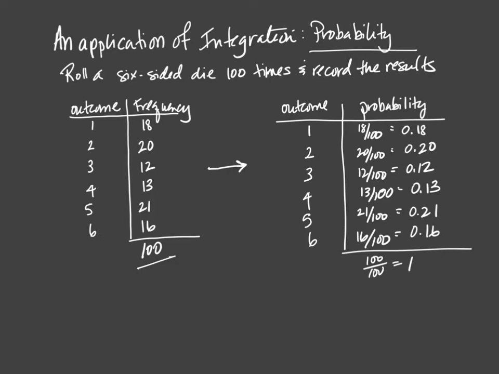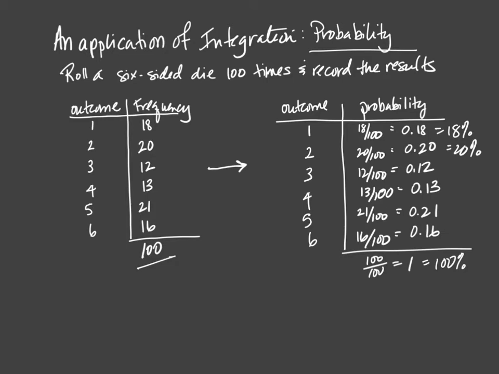Now, one thing to notice is that when I add up their probabilities, the total is 1, or 100%. Another way to think of this is 18% of the time I rolled a 1, 20% of the time I rolled a 2, and so on. So this 1 is equal to 100% of the outcomes. So that's all well and good, and we have these discrete outcomes. I can't roll a 1.5, I can only roll a 1 or a 2 or 3, etc.